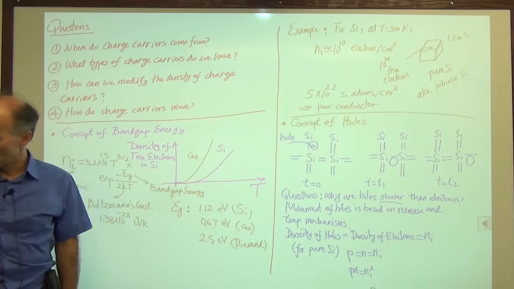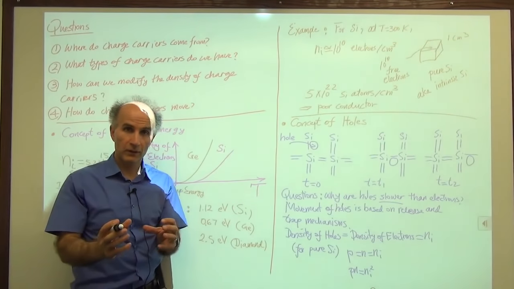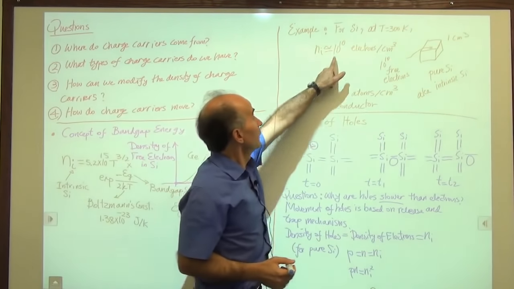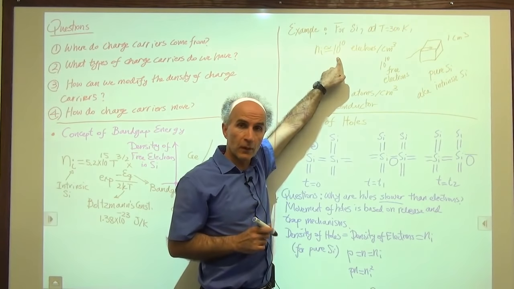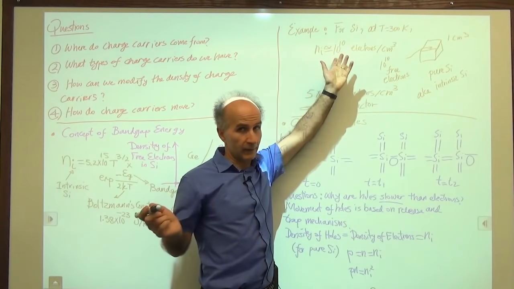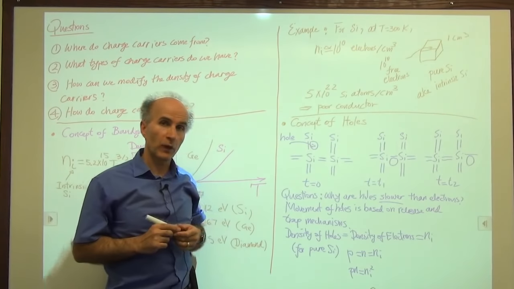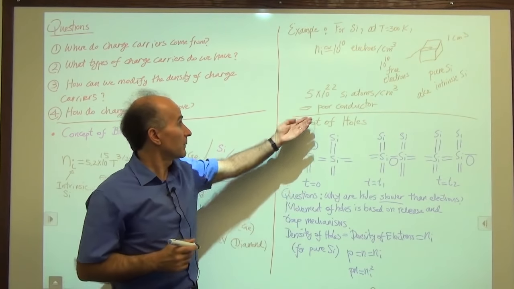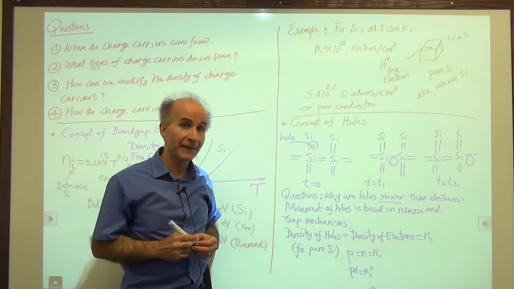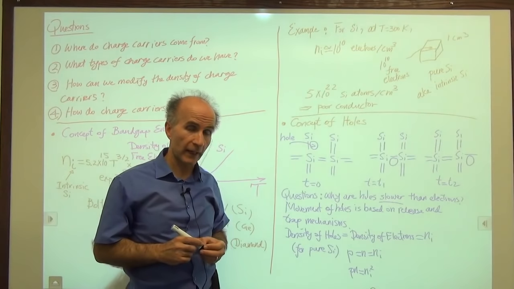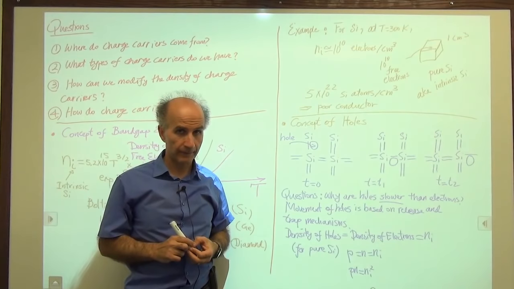Okay, all right. So, if I give you a piece of silicon at room temperature, you will have 10 to the 10 free electrons per cubic centimeter and 10 to the 10 holes per cubic centimeter. That's it, right? No more, no fewer. All right, but what if you want more? What if this poor conductivity is a problem? How do we modify the density of free electrons and holes in silicon? That is the next question that we need to answer.